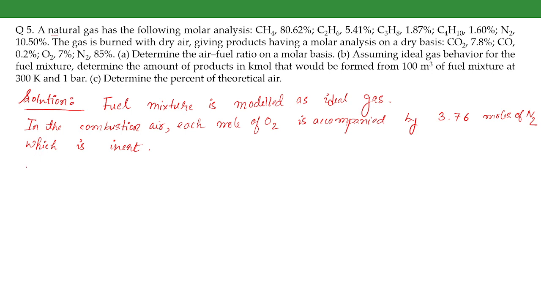So let us write the combustion reaction. 0.8062 methane. Why 0.8062? We are assuming that there is a net 1 kilomole of the natural gas. So in that case, the methane being 80.62% on a molar basis, it will be 0.8062 kilomoles of methane.